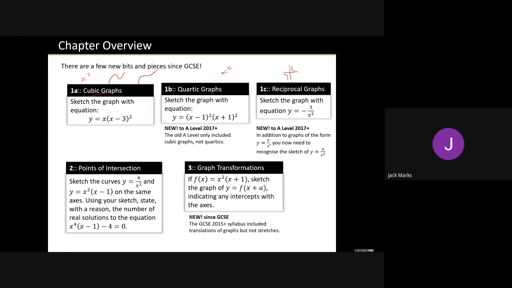And as we're finding out what these sketches look like, we might sketch more than one graph, or we might be interested to know about intercepts. So we talk about points of intersection. And finally, we talk about how to transform graphs as well. So we're talking about stretches, translations, reflections, all this sort of stuff. Quite similar to GCSE.